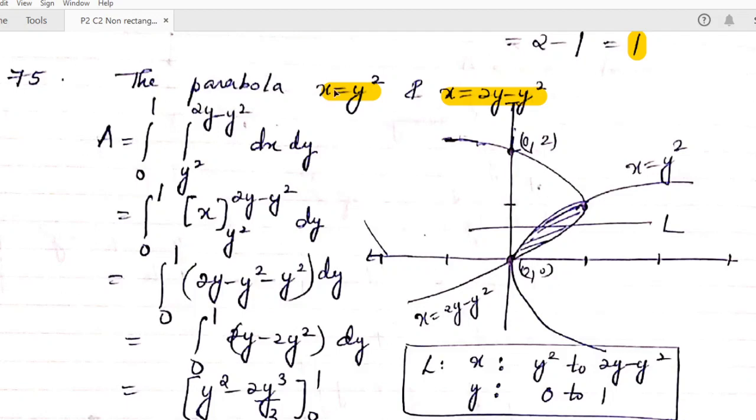We have already discussed parabolas of the form y square equal to 4x. Y square equal to 4x means that our parabola is of this form. Now we have another parabola, x equal to 2y minus y square. So from here we can see y square is equal to 2y minus x.